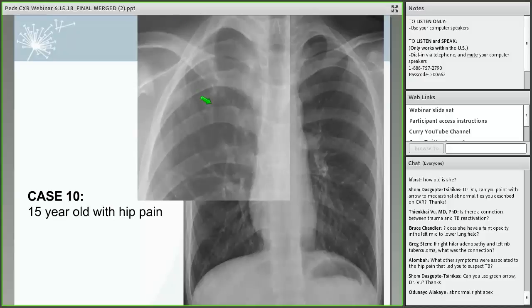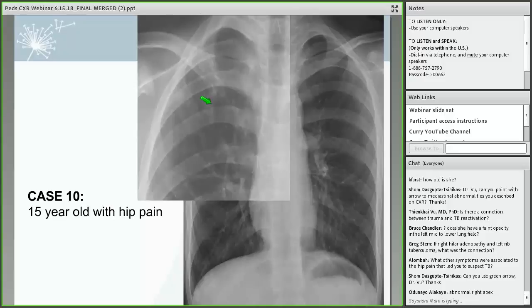You know, in this location, you always have to worry about TB because of where reactivation TB tends to occur. So definitely that's in the differential. It could be old, certainly, but activity is indeterminate unless the patient has symptoms and such.